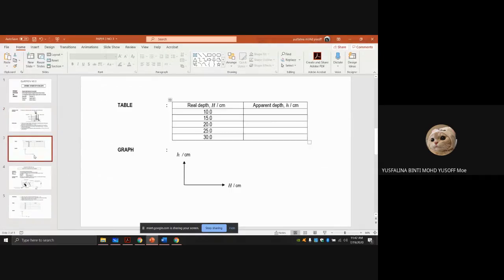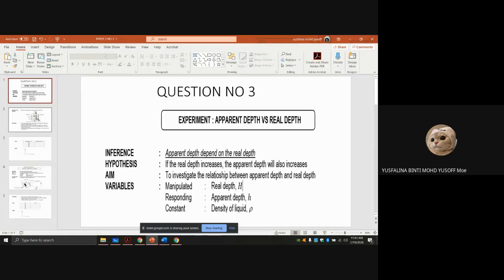And then the next one is the table. Make sure you have the symbol and the unit, like before in question number 1. Must have symbol and unit, and put all the manipulated variable values here. This one just leave it empty. And then the graph. Make sure you label each axis. No need to draw the graph inside here, just leave it empty, because we are just planning the experiment, we didn't do it yet. So this is how you answer question number 3.